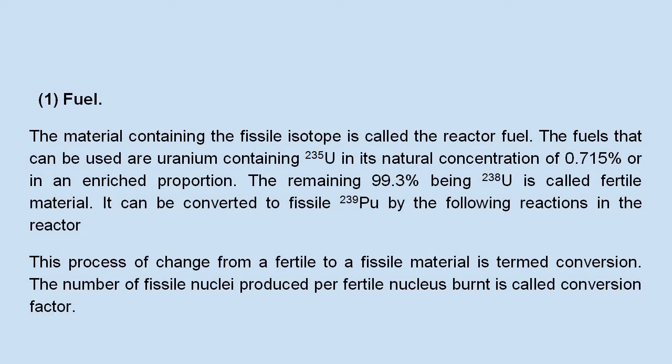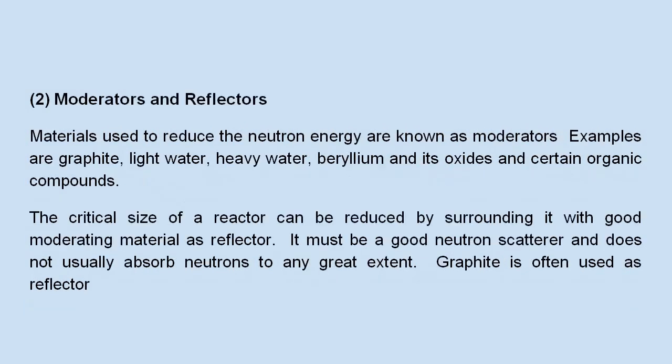The remaining 99.3% being uranium-238 and it is called fertile material. That means it is not fissionable, but you can make it fission. That is why it is known as fertile. It can be converted to fissile plutonium-239 by the following reactions in a reactor. This process of change from a fertile to fissile material is termed conversion. The number of fissile nuclei produced per fertile nucleus burned is called conversion factor.